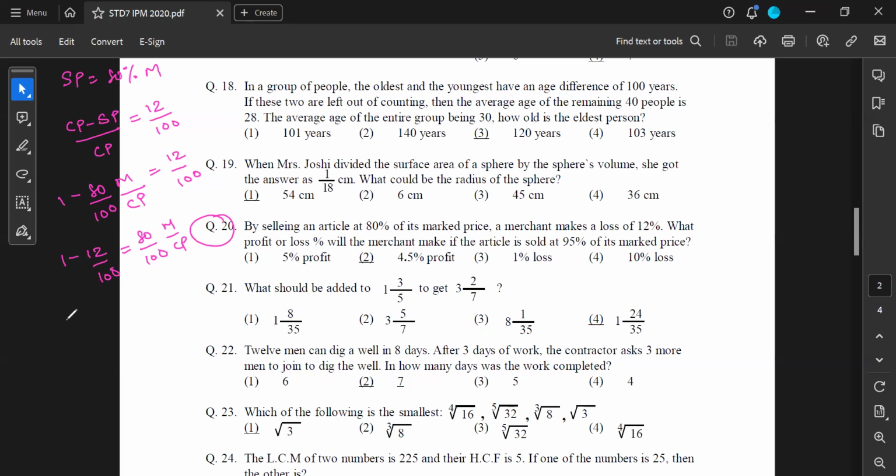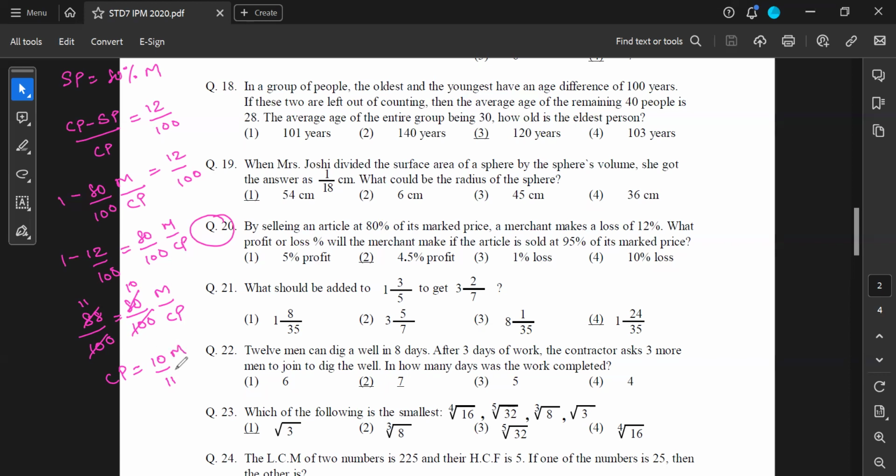Okay, I'm so sorry for the background. Society में कुछ celebration वगैरह चल रहा है. So 100 minus 12 gives you 88, right? So 88 upon 100 is equal to 80 upon 100 marked upon CP. I'll cancel this 100 and 100. This is 8 tens are, this is 8 11s are. That gives me cost price is equal to 10 upon 11 of the marked price.